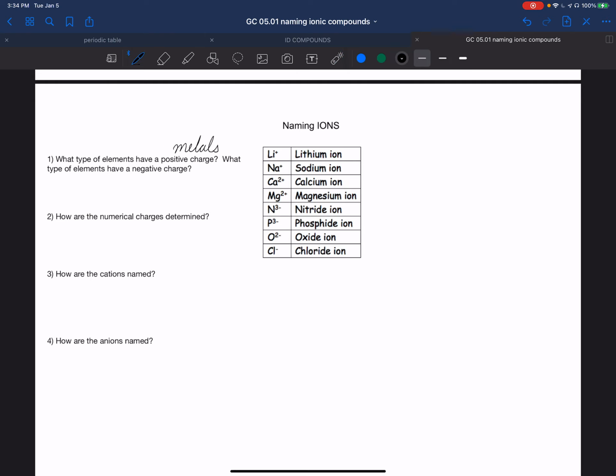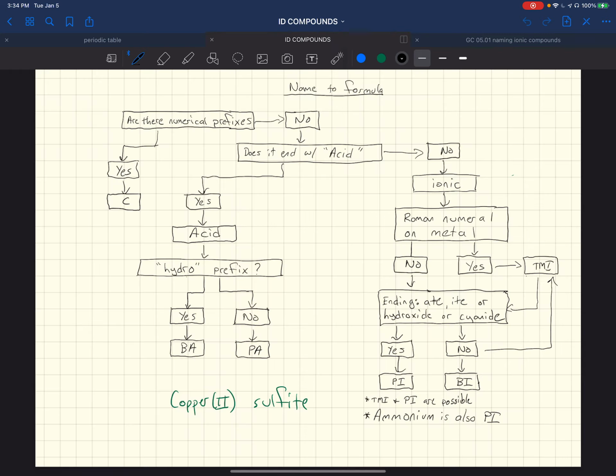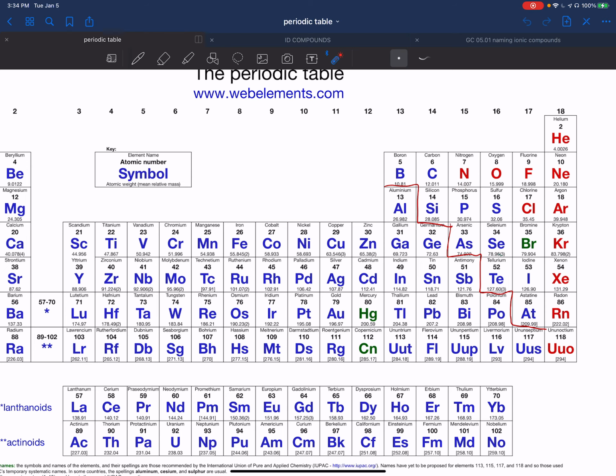What types of elements have negative charges? Well, nitride, phosphide, oxide, chloride. So that looks like nitrogen, oxygen, fluorine, chlorine, sulfur, selenium, bromine, iodine. These are all over here on this side of the stair step. So these are all nonmetals.